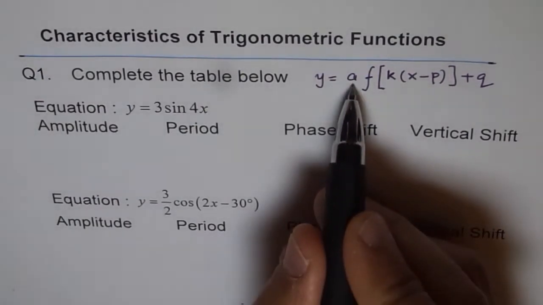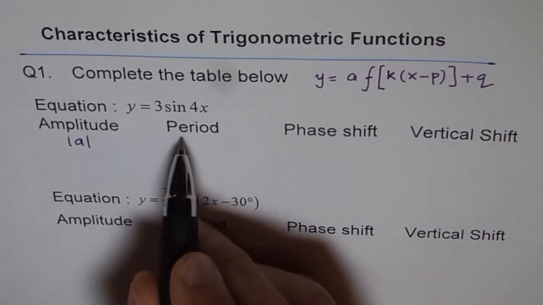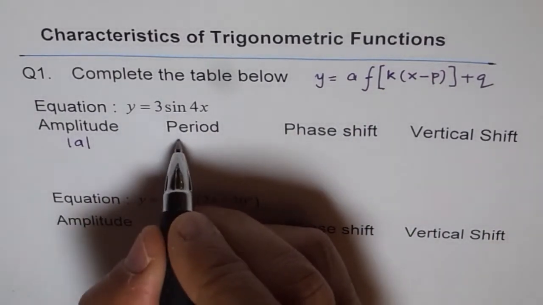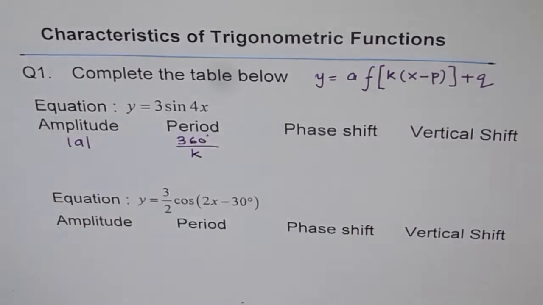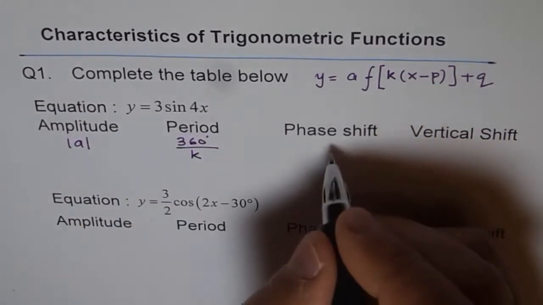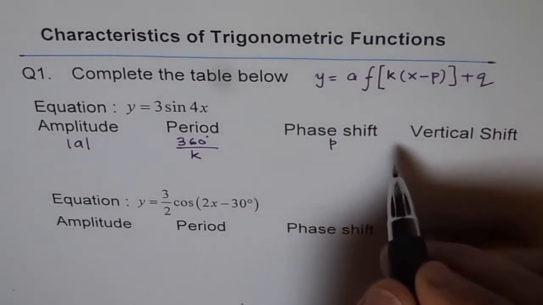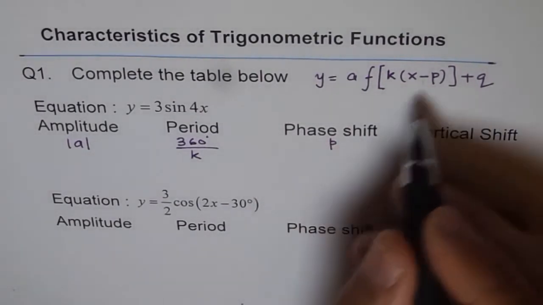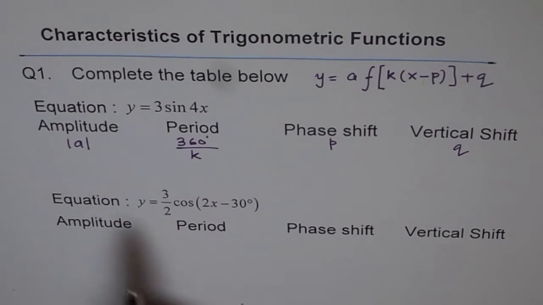Here the absolute value of a is normally the amplitude, and the period is reflected from the k value. We can find the period by dividing 360 degrees by the value of k. Phase shift is directly p, right? If you write minus 20, it means the phase shift is 20 units to the right. But if this is plus, then it would be to the left, so it will be the negative of that. Now q is the vertical shift. So from the equation, you can directly write down your values, correct? It is that simple.